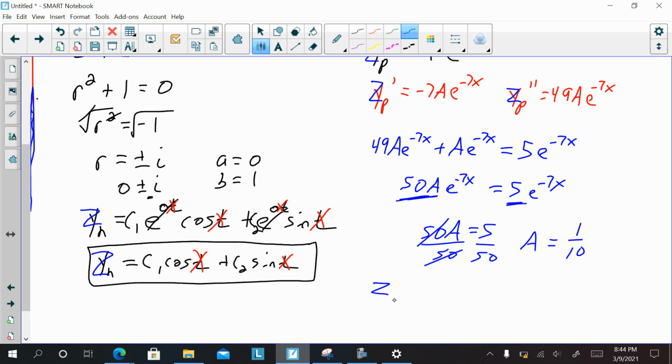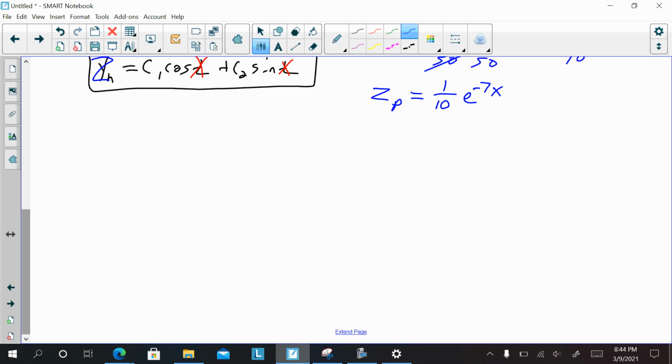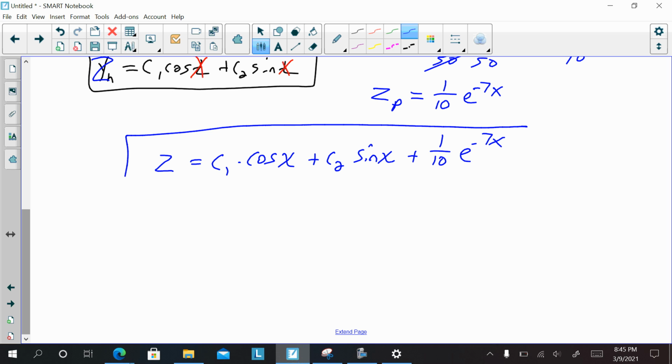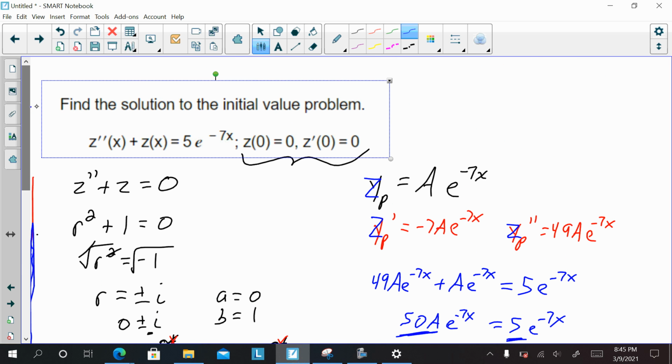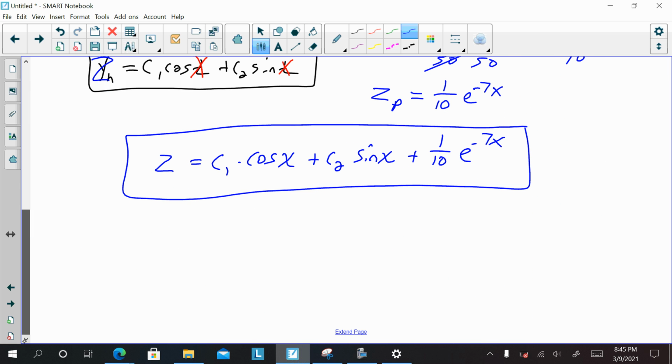So our particular solution is 1/10 e to the negative 7x. So that means our general solution will be our homogeneous plus our particular. So that's our general solution, but that does not give us our solution for the IVP.